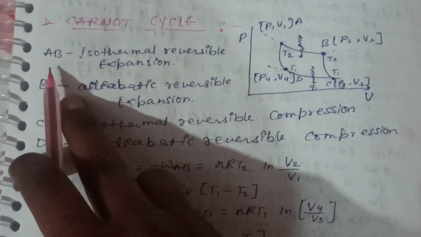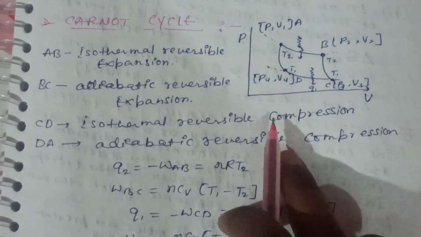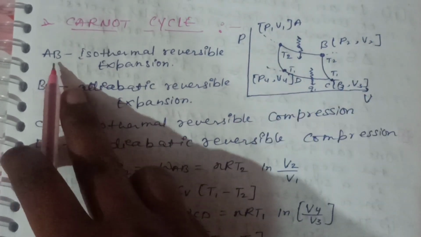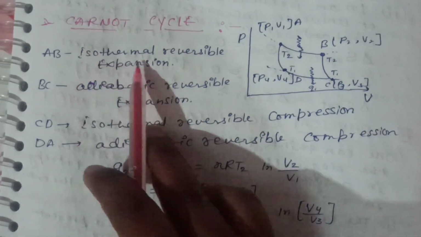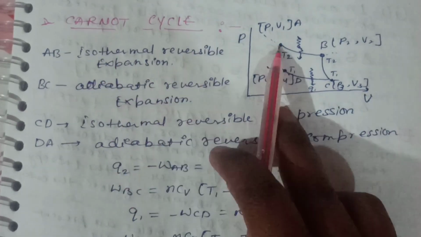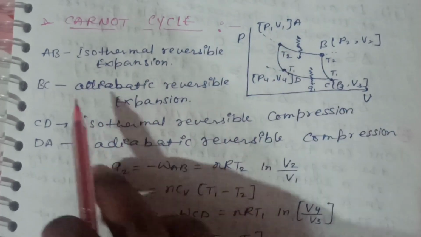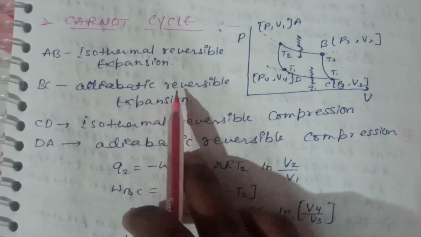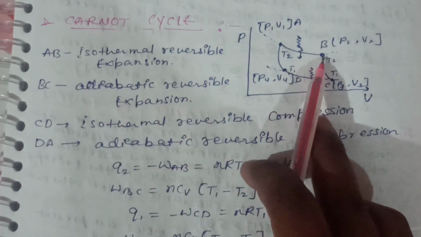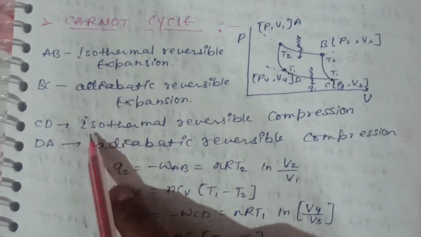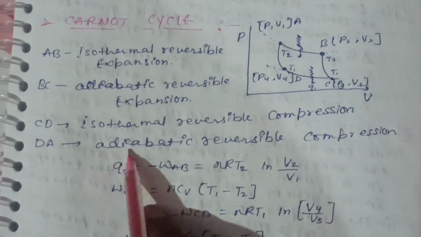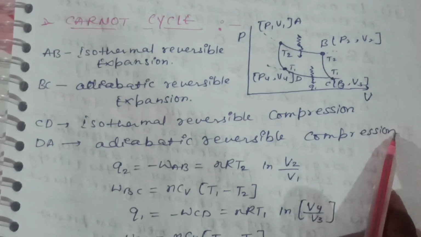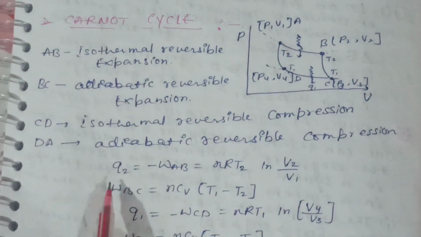Carnot cycle. A to B: isothermal reversible expansion. B to C: adiabatic reversible expansion. C to D: isothermal reversible compression. D to A: adiabatic reversible compression.